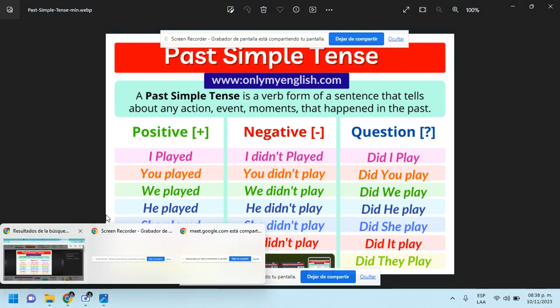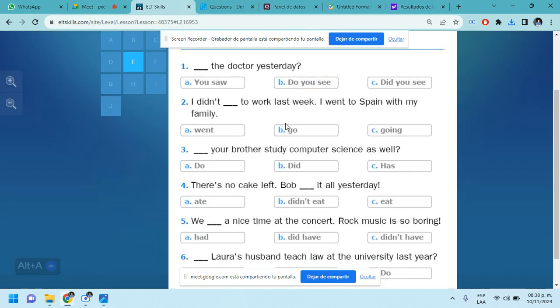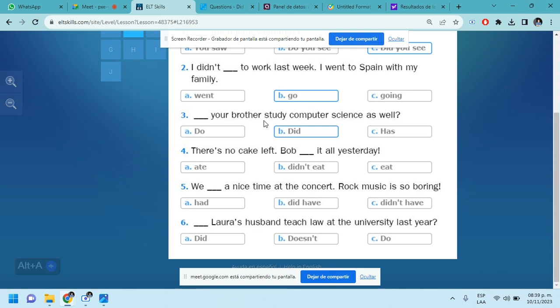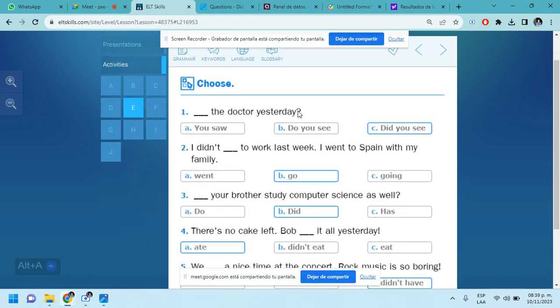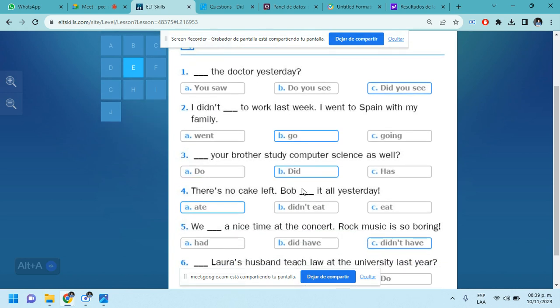Well, my friends, let's continue, okay? Activity E. In the one, please, open your microphones, tell me. Excellent. Did you see? No questions. Good. Number two, I didn't. Oh, very good. E. Did, very good. Did your brother study computer? Eight, yes. It says no cake, so eight. Five. Yes, didn't have. Because the last sentence, rock music is so boring. So it didn't happen. Yes. Very good. Laura's husband teach law at the university last year. Good. You see? You have to recognize question, negative, question, affirmative, no? You have to recognize that.